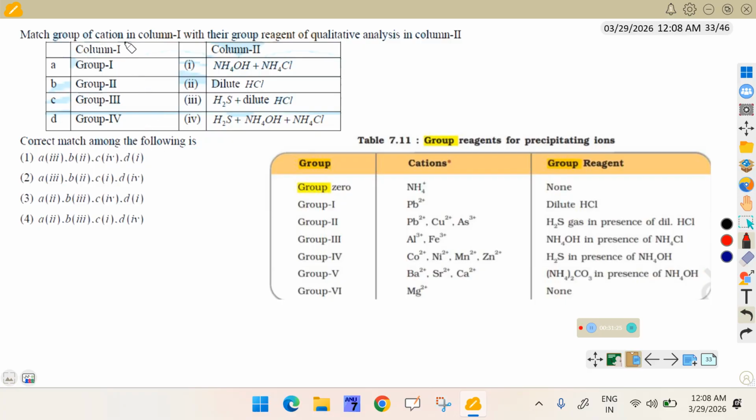Match the following. Group 1 reagent is dilute HCl: A1, 2. Group 2 reagent is H2S gas in dilute HCl: B3, 1, 2. NH4OH and NH4Cl: C1. A2, B3, C1, D4. The fourth option.